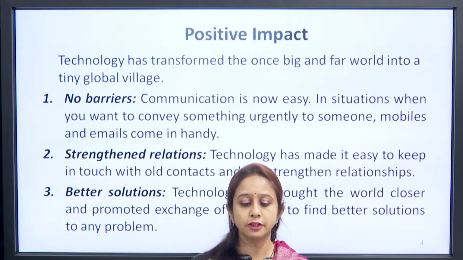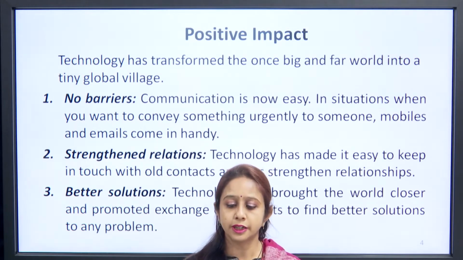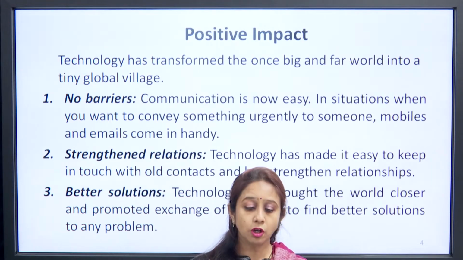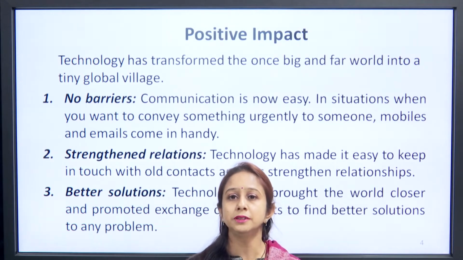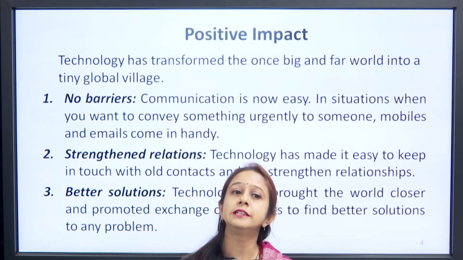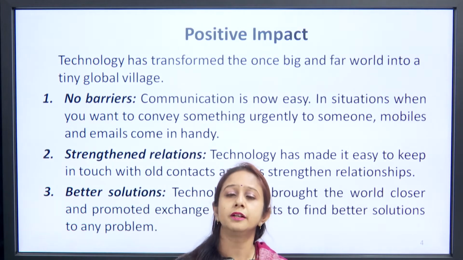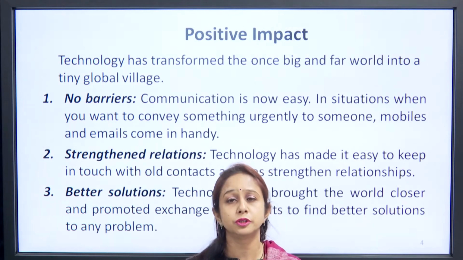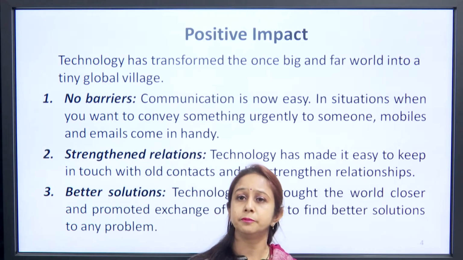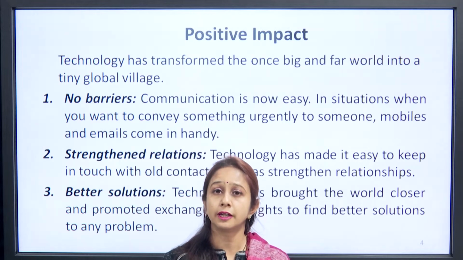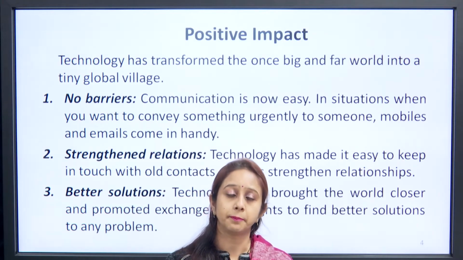In situations when you want to convey something urgently to someone, mobile phones or emails come in handy. That means for faster and easier communication, and for decisions to be taken faster, different issues in the organization can be solved easily through the technology of communication.